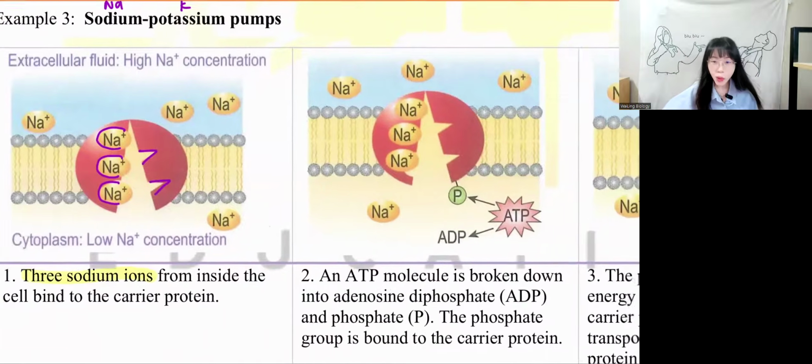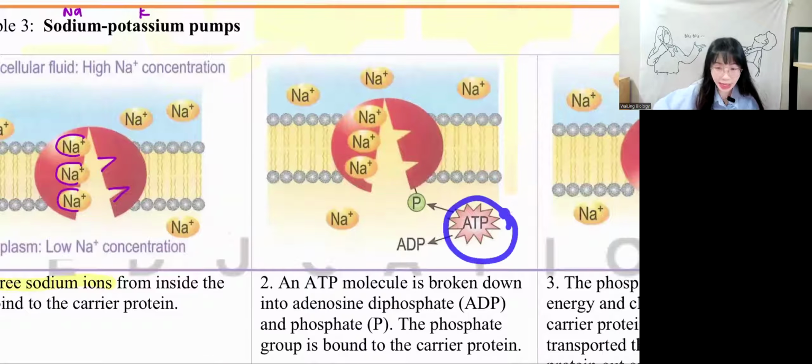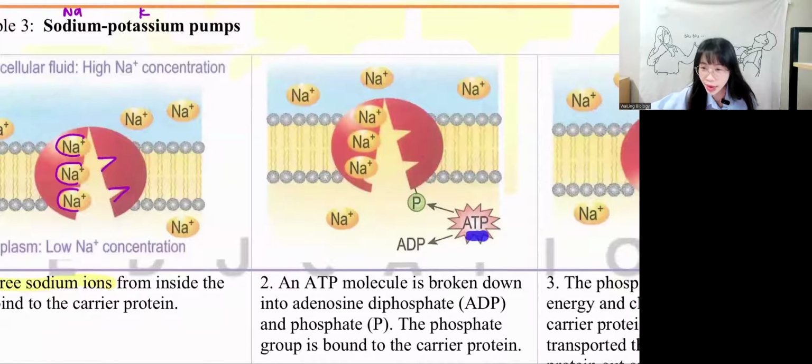Then we need energy, right? It's in the form of ATP. Just now we have mentioned, triphosphate means how many? Tri means carrier protein can also carry ions, right?